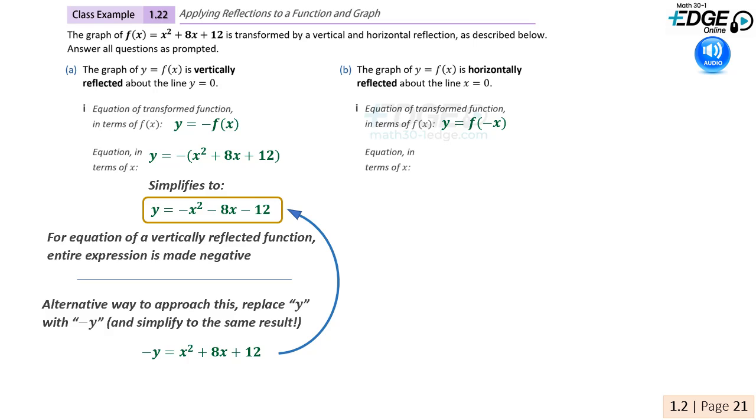If, however, our reflection is over the line x equals 0, which is the y-axis, in this case, we write the transformed function in terms of f of x as y equals f of negative x, because it is the x-coordinate that we're making negative. So now, when we want to write the equation in terms of x, we have to replace each instance of x with negative x. Be very careful when you do this. It's so important those negative x's are bracketed. In the case of the 8x term, it will change from positive to negative. But in the case of the x squared term, what was originally x squared, because it is a negative x squared, the negative sign will be effectively canceled out as negative x times negative x goes back to being positive.